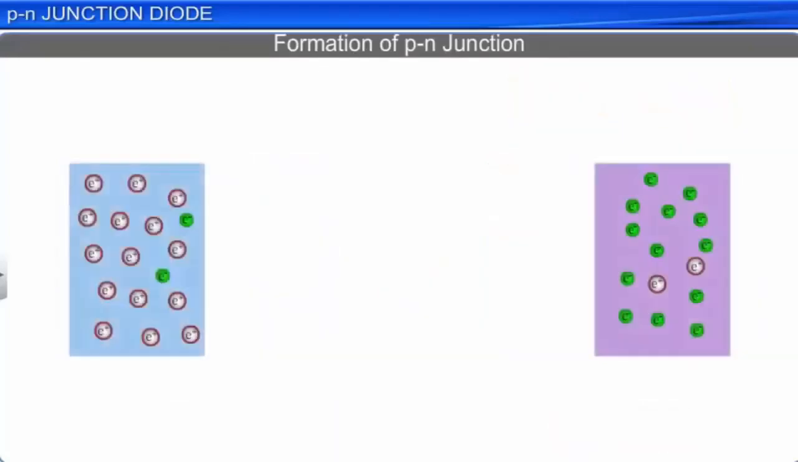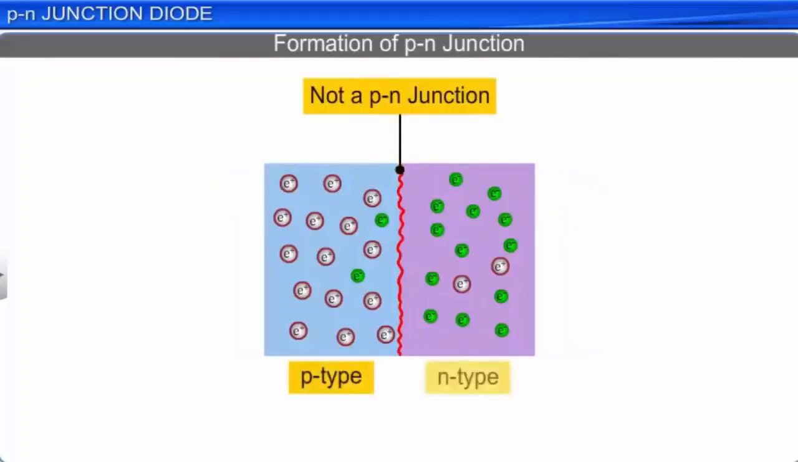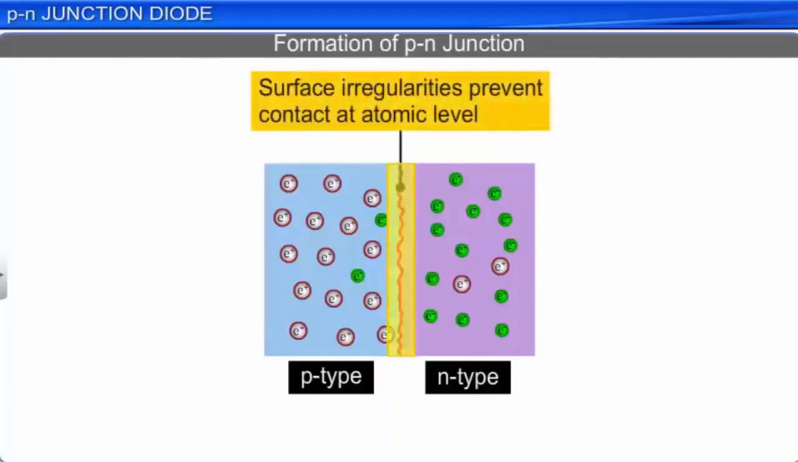It is important to note that a p-n junction cannot be formed by joining two separate pieces of p-type and n-type semiconductors. Because of the surface irregularities of the two different crystals, and because such continuous contact at an atomic level is not possible. If such a junction is formed, the junction would not be continuous and would therefore inhibit the flow of the charge carriers.